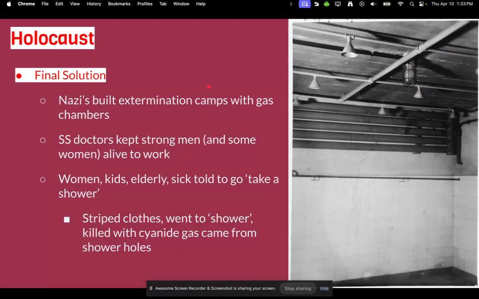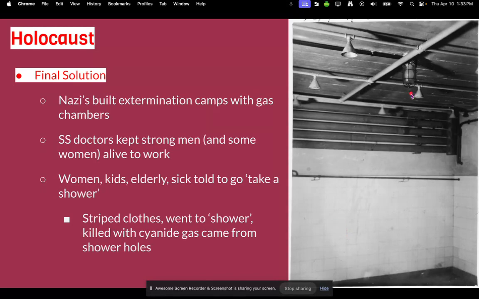So the Nazis built extermination camps with gas chambers, as pictured right here. SS doctors kept the strong men and some women alive to work. Women, kids, the elderly, and the sick were told to go, quote unquote, take a shower. They were then stripped of their clothes, went to the shower, and killed with cyanide gas that would come out of the shower holes.